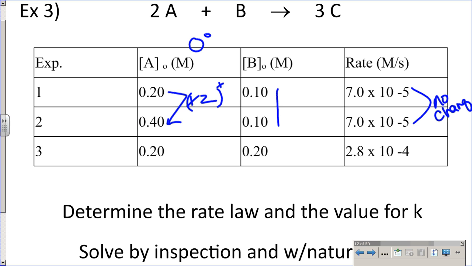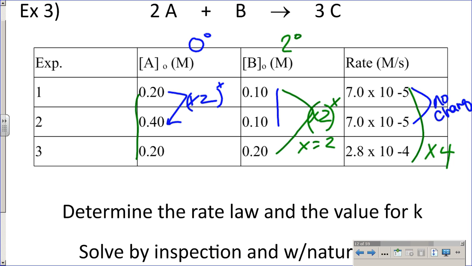A stays constant from here to here. So trials 1 to 3. What happens between B for trials 1 to 3? It doubles, and then from trials 1 to 3 for rate: 7 times 4 is 28. Exponent moved over. You can see it. Just be one with the board. Okay, so this is times 4. So 2 to the x equals 4. So what's x? 2. Right. And I'm just doing this baby step because I want to make sure we're all on the same page. So that's second order.